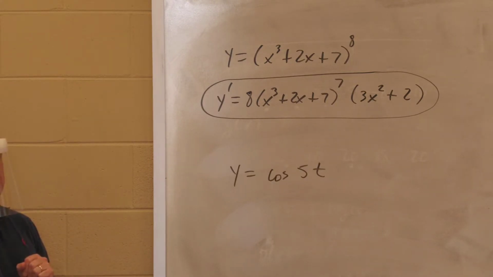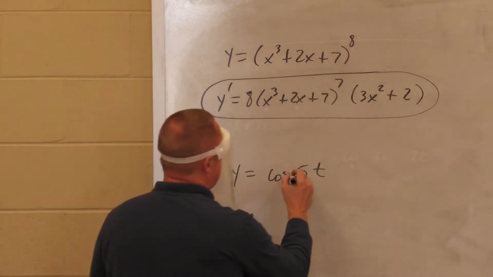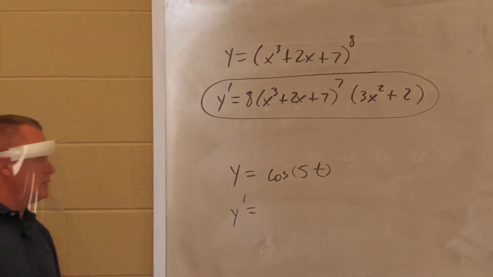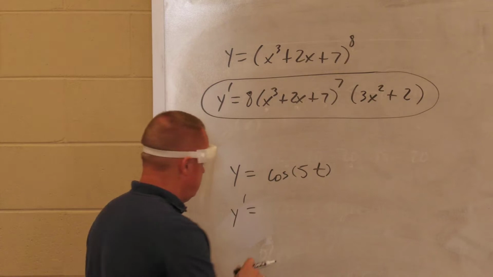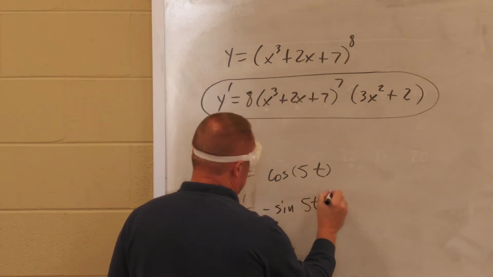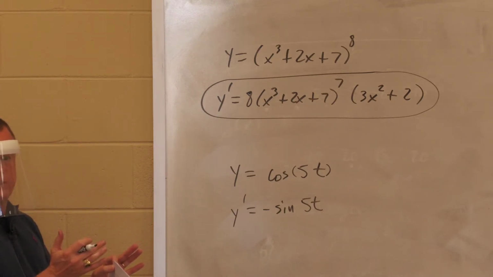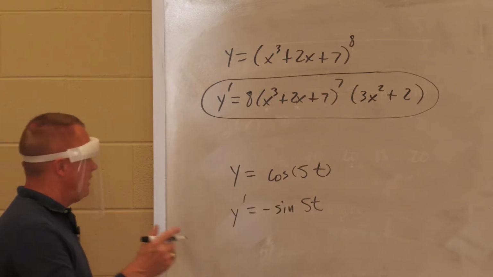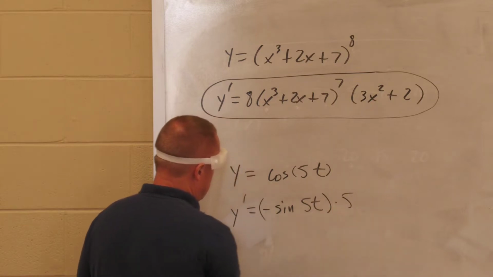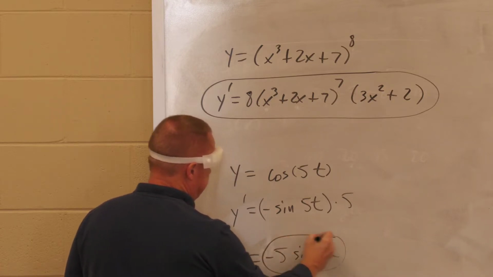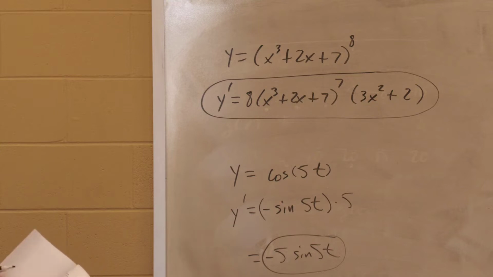Would be the outside function. Cosine. Inside would be the 5t. All right, so do the outside first. The derivative of cosine is what? Negative sine, okay? Don't leave off the negative. So negative sine 5t, and then multiply by the derivative of the inside. The inside function is 5t, so the derivative of 5t is 5. All right, and so I would write my answer as negative 5 sine 5t. Okay, questions about that one?